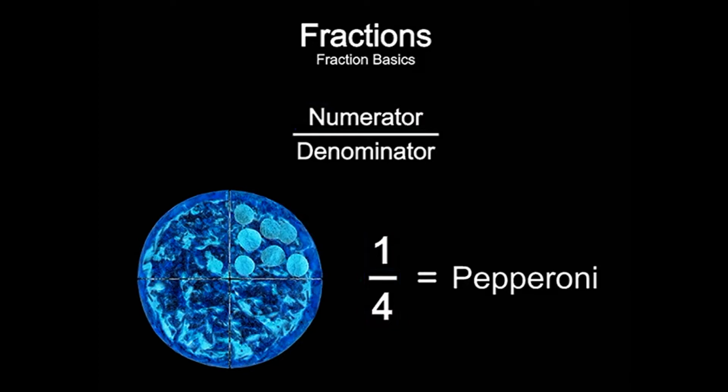We've described this pizza using fractions. In this case, we have 4 equal parts of a pizza. The fraction bar separates the numerator from the denominator.